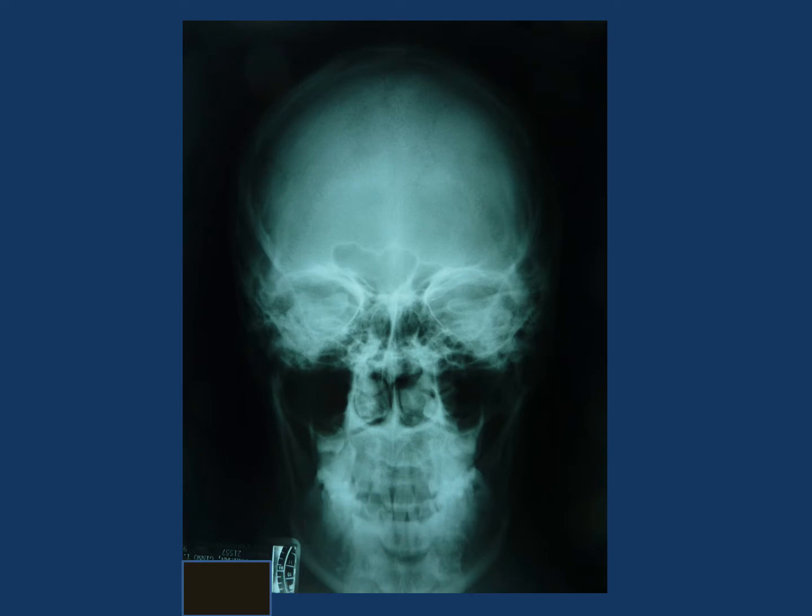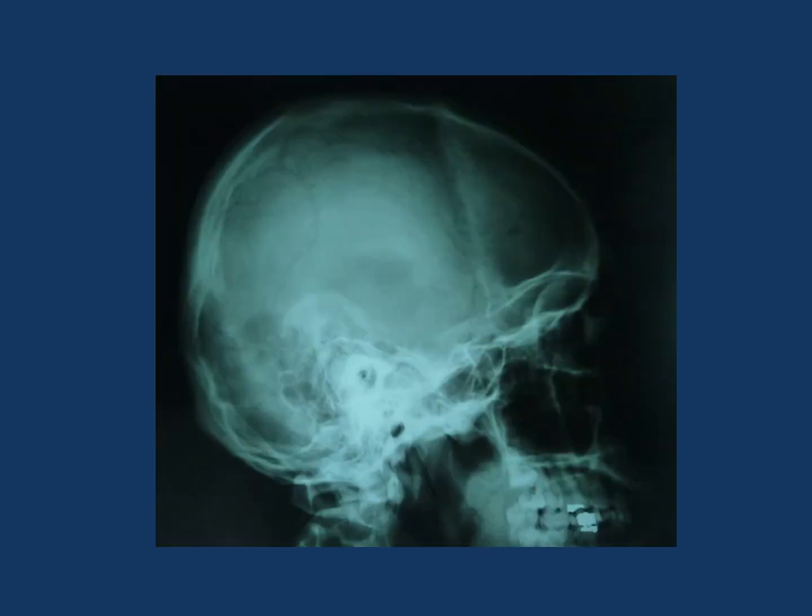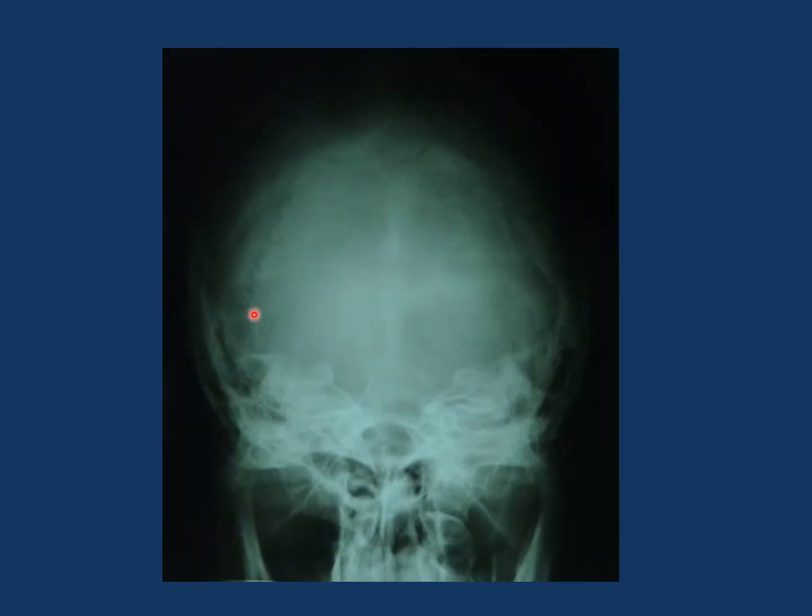This is the PA view, and you are able to see the frontal bone, the frontal sinuses, and take note that the orbits are obscured by the petrous pyramids. This is the lateral view of the skull. We usually would take a right and a left lateral view. And this is the so-called Townes view, wherein we would like to study the occipital bone.